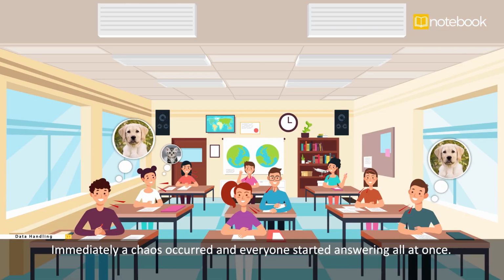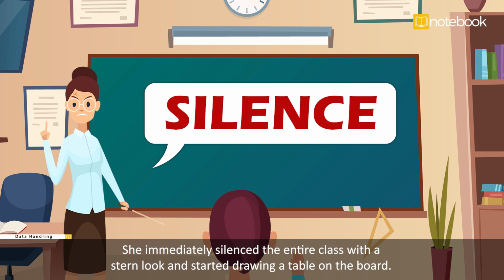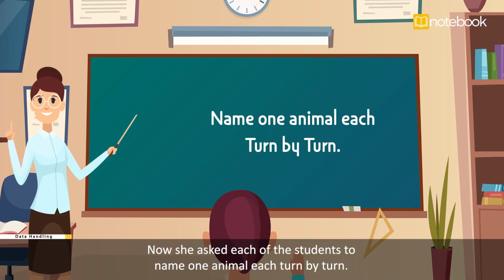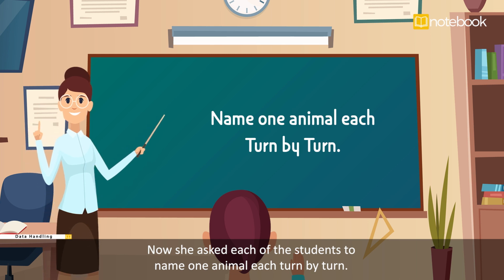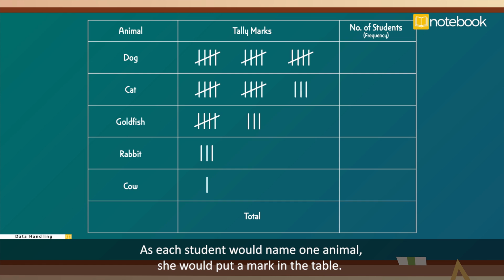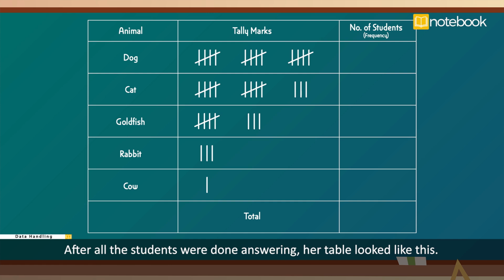Immediately, a chaos occurred and everyone started answering all at once. She immediately silenced the entire class with a stern look and started drawing a table on the board. The table looked something like this. Now, she asked each of the students to name one animal each, turn by turn. As each student would name one animal, she would put a mark in the table. After every 4 students mentioning the same animal, she would put an oblique mark indicating the 5th choice. After all the students were done answering, her table looked like this.